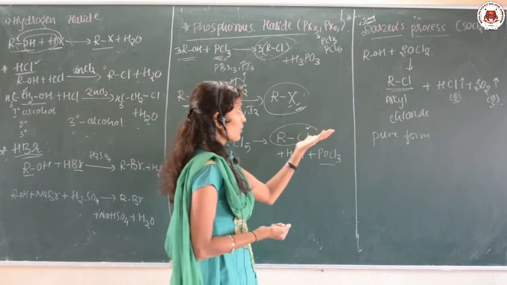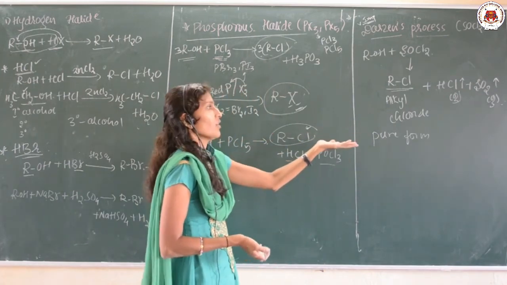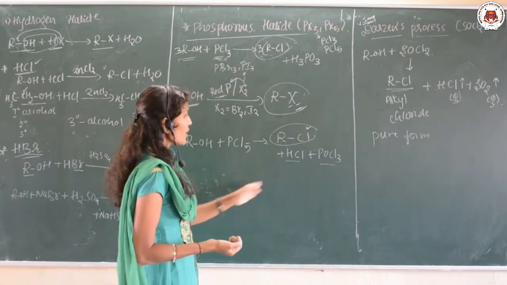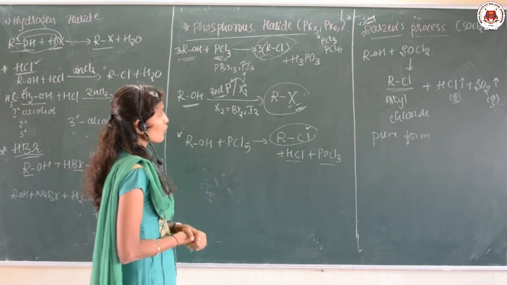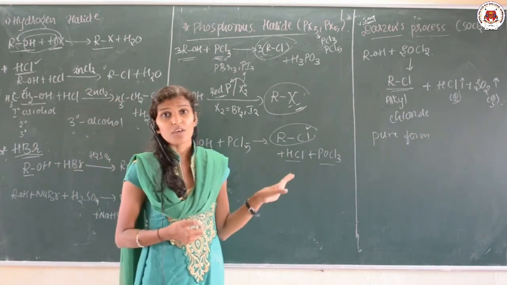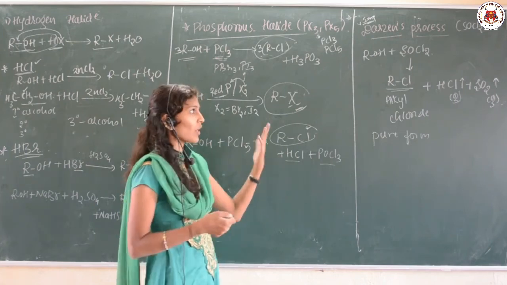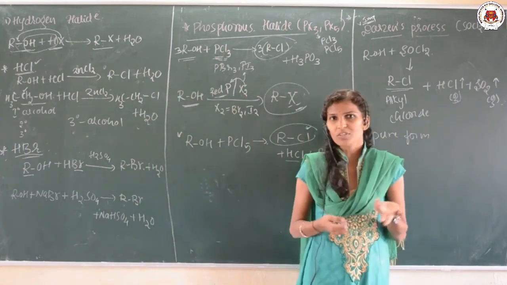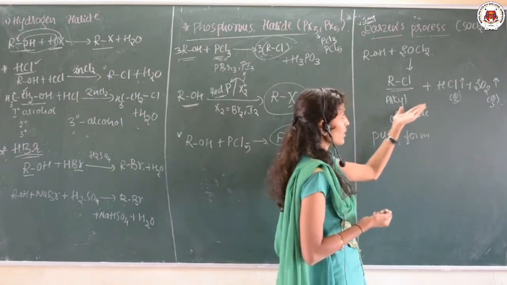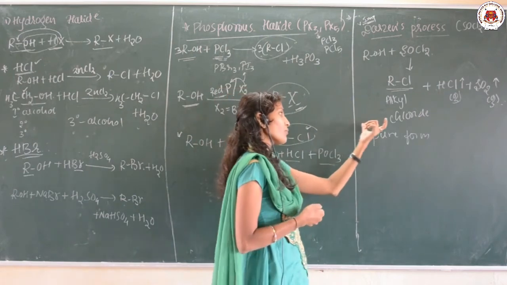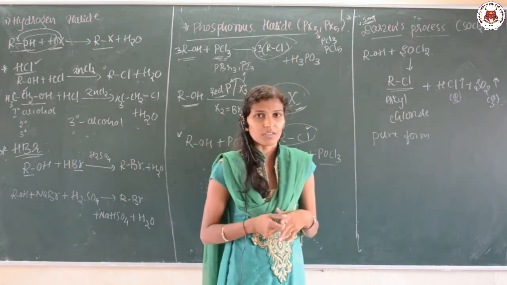So, in Darzens' process we are able to get the pure form of the alkyl halide. In other methods we also get the alkyl halide, but it is available in a mixture. Directly we are not going to get it. Here also there is a mixture, but the two byproducts are gaseous, so they can easily escape. So, the pure form of the alkyl halide is available in the Darzens' process.